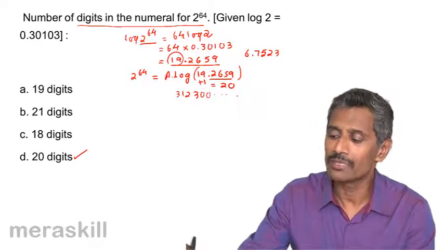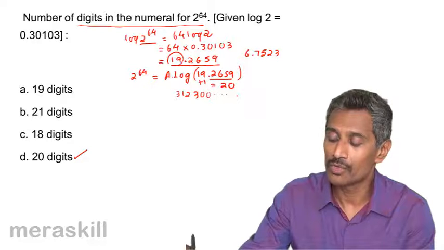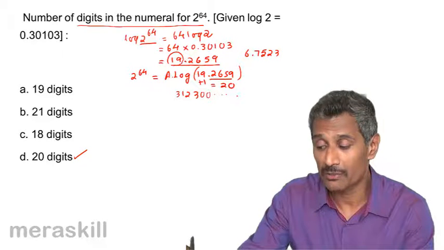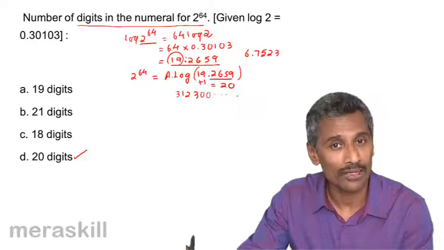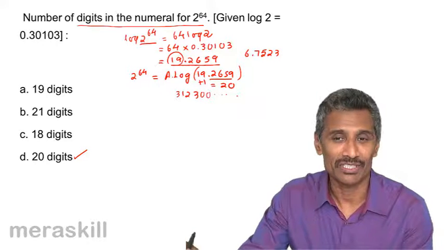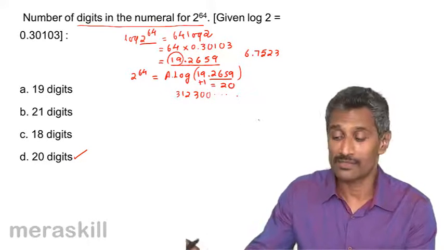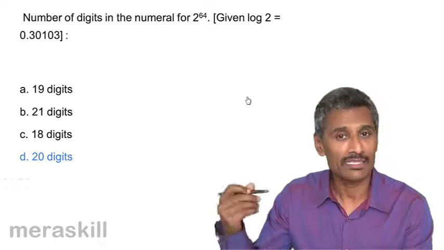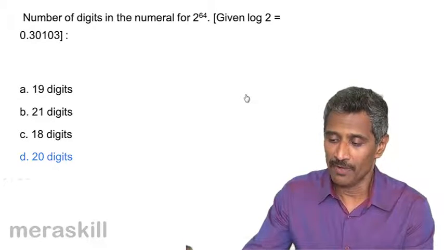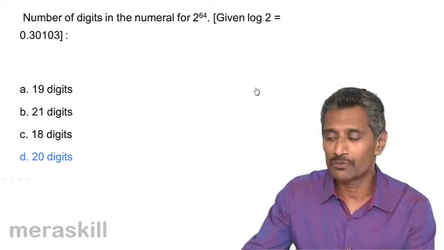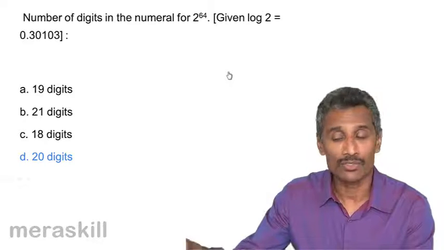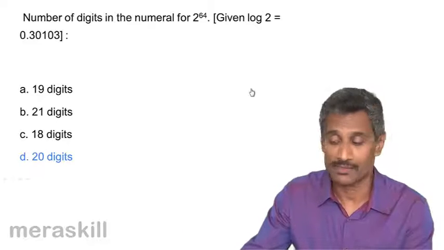So you just have to multiply 64 by log 2. You get whatever is the integral part of the whole answer, and you need to add 1 to that. You get the number of digits. So there are 20 digits in this particular number, and yes, we are right. Fine. So this was a little bit of a deviation from the usual thing, but at least a hint of what we need to do in such cases.